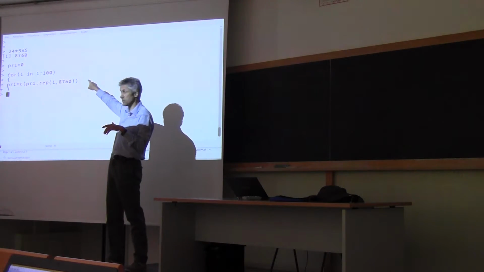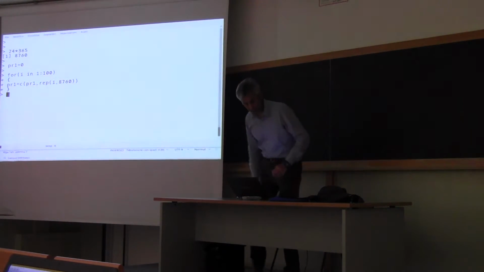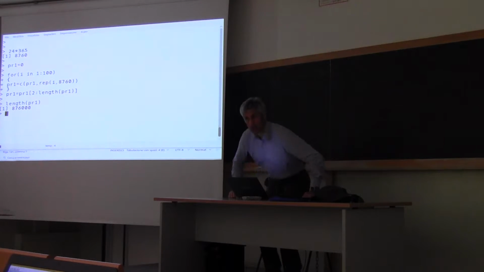The only problem is that we have to remove the 0 at the beginning. So in order to do that, let me do this: PR1 is equal to PR1 from 2 to length of PR1. And then let's see if the length is correct. Yeah, it's correct. Should be fine.